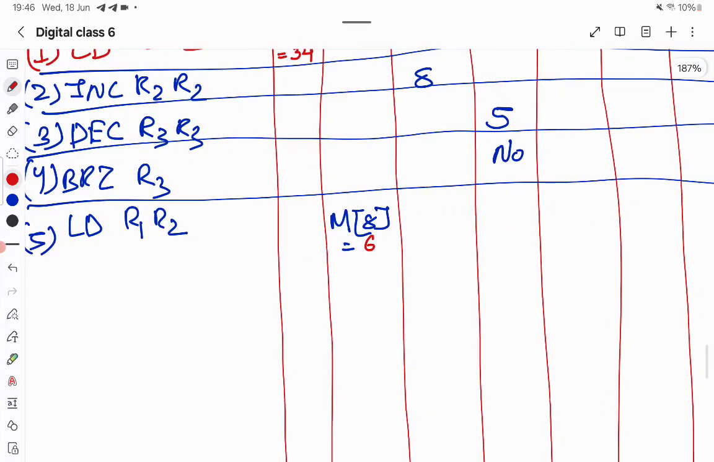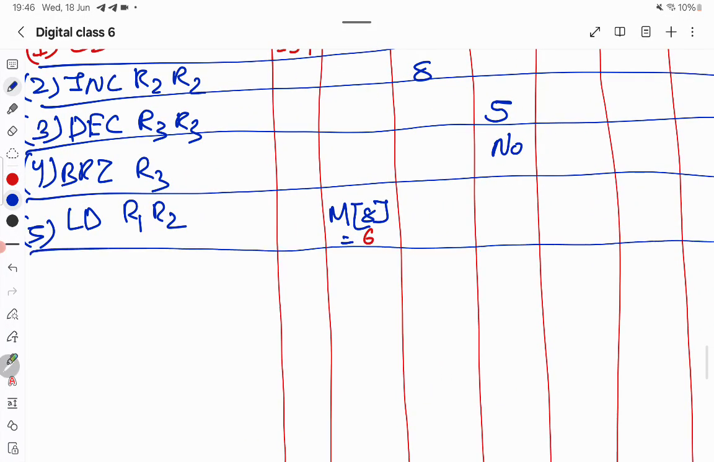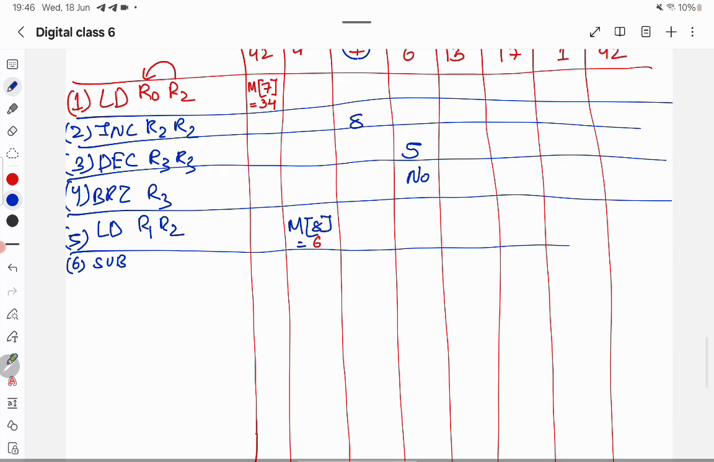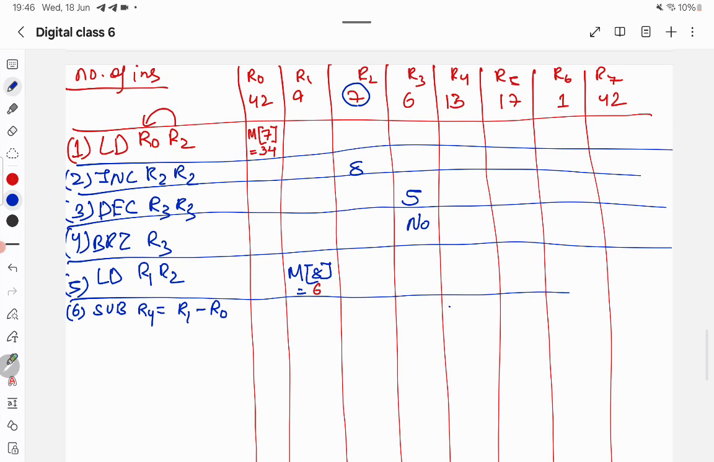Then next instruction, tell me the next instruction. Sub. Yeah, sub means subtract. So SUB R4 R1 R0 means R4 equal to R1 minus R0. Sub means subtraction. So put a minus here and equal to here. So where is R4? Here. What is R1 value? R1 is 6, R0 is 34. So 6 minus 34 is equal to how much? Minus 28, right?